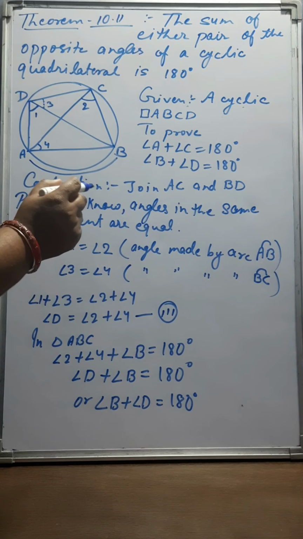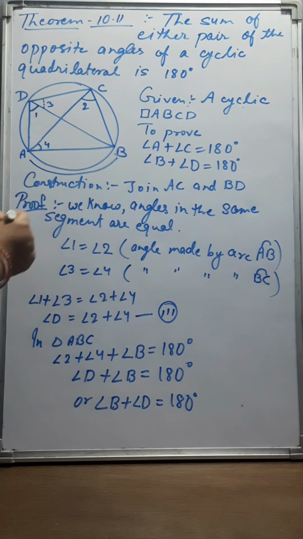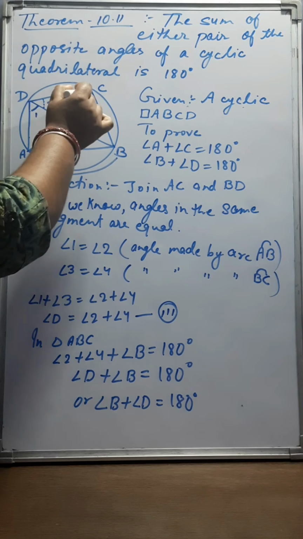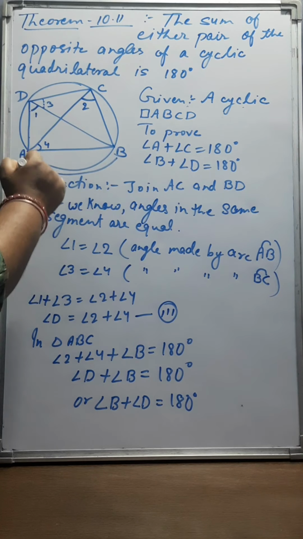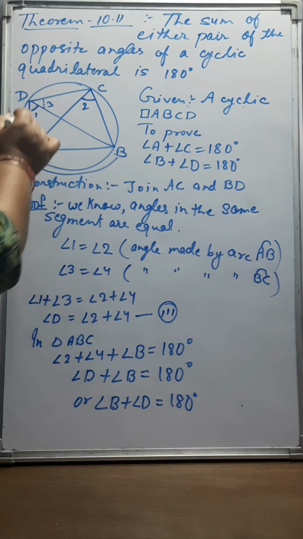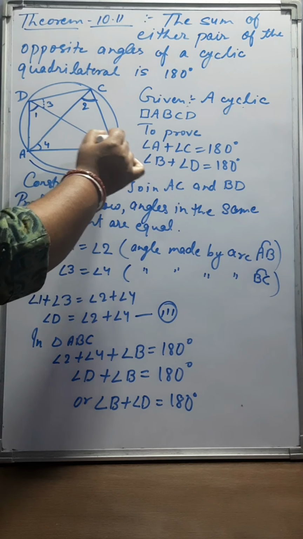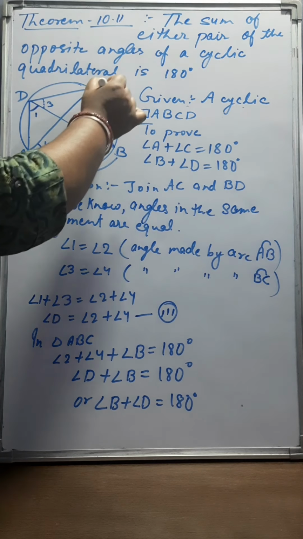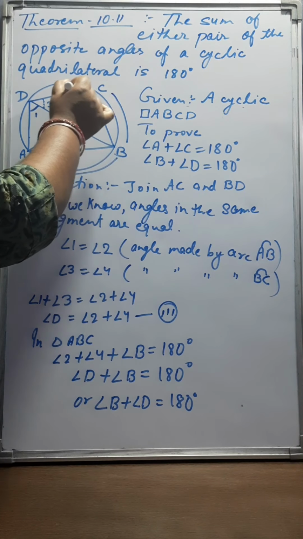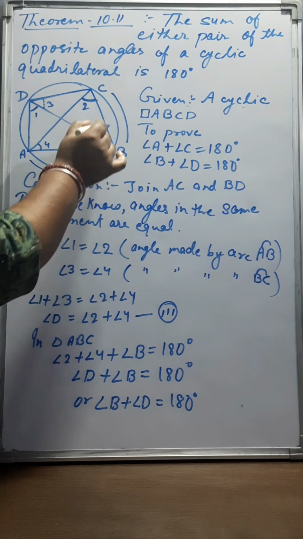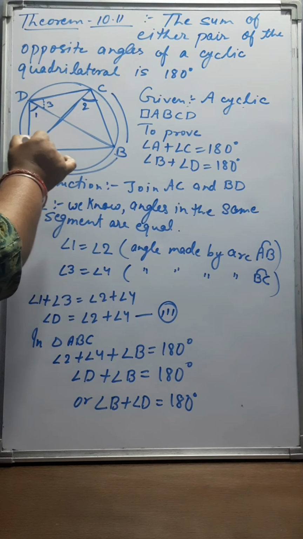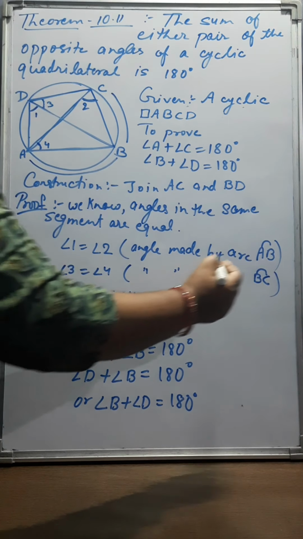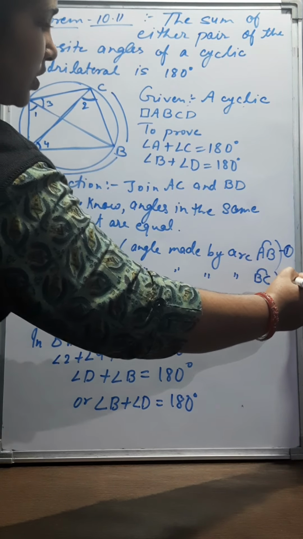We know that angles made by an arc in the same segment are equal. So you can see the arc AB makes angle 1 and angle 2. Angle 1 is angle ADB and angle 2 is angle ACB. These two angles are made by the arc AB on the same segment, so angle 1 will be equal to angle 2. Similarly, arc BC makes angle 3 at point D and the same arc BC makes angle CAB, so angle 3 will be equal to angle 4. Let us call this equation number 1 and this equation number 2.